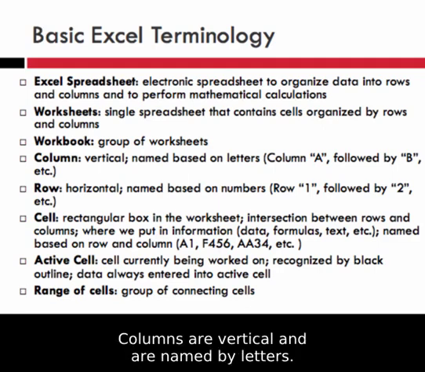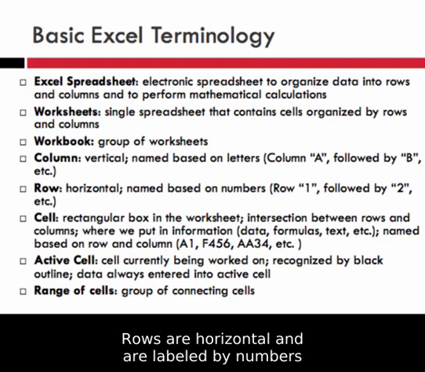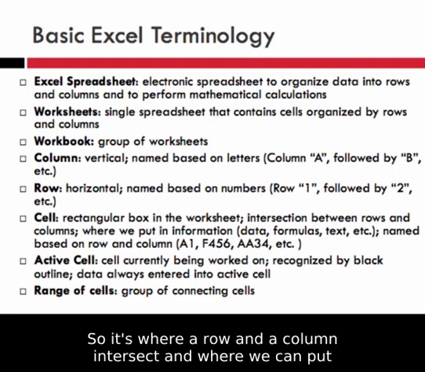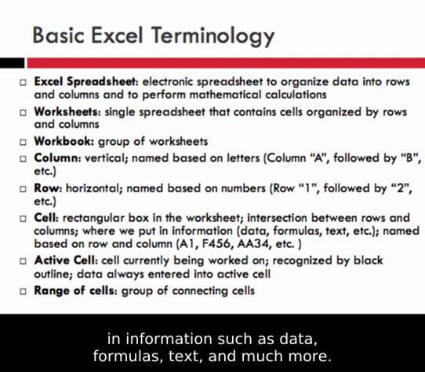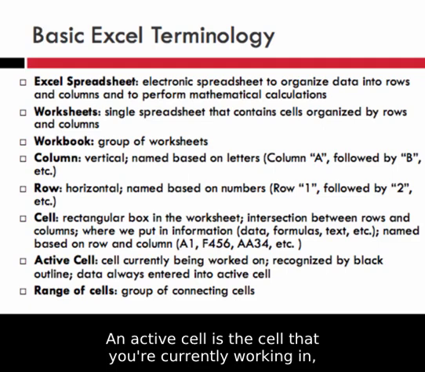Columns are vertical and are named by letters. So we have column A, B, C, etc. Rows are horizontal and are labeled by numbers. So we have row 1, 2, 3, etc. A cell is a single box within a worksheet. So it's where a row and a column intersect and where we can put in information such as data, formulas, text, and much more. So we can have cell A1 or cell F456.